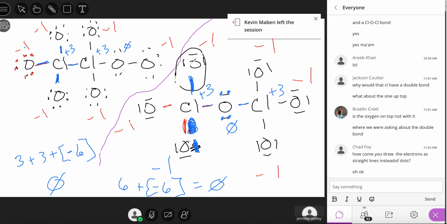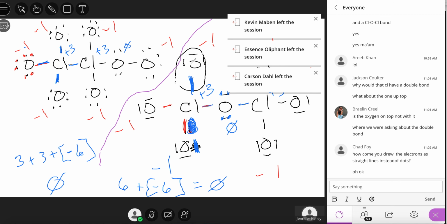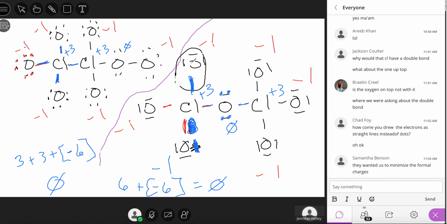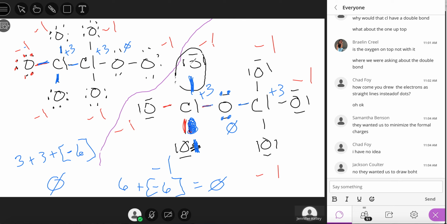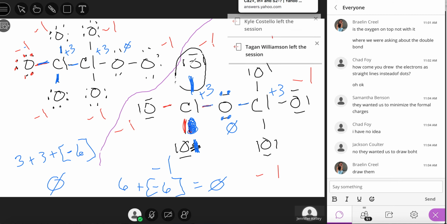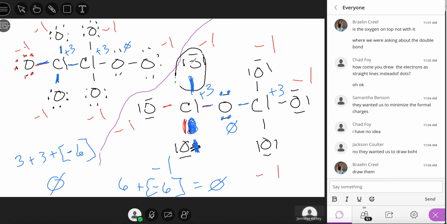How odd. So what did they want you to do with this structure? Did they want you to determine which one was better? Or just draw them out and find the formal charges? Minimize the formal charges. Oh, to minimize the formal charges, well, I'll have to look at this one to draw both. Okay. Yeah, because they're kind of equally good, technically, because of the formal charges.